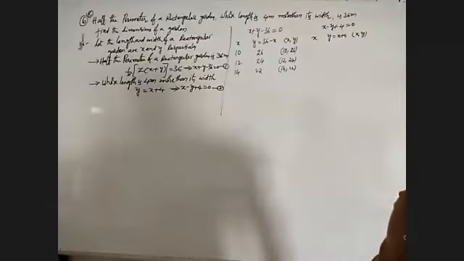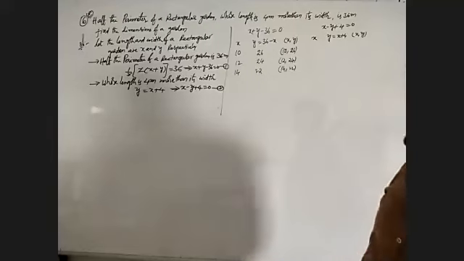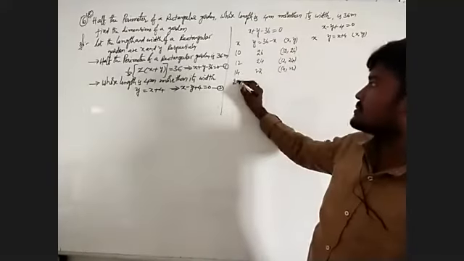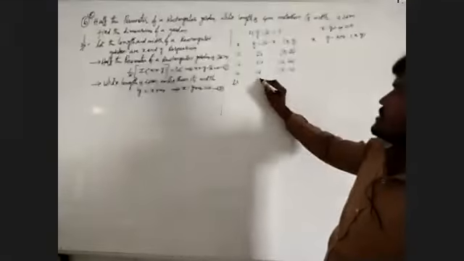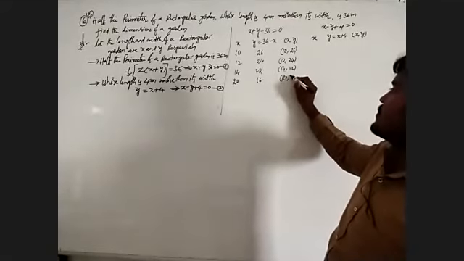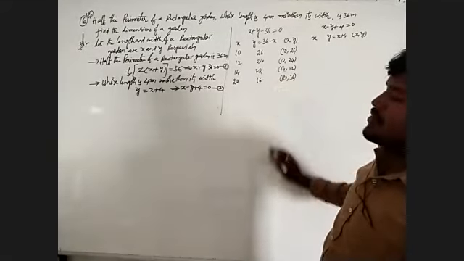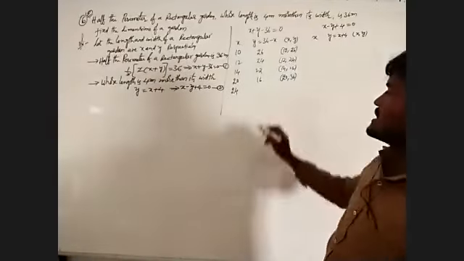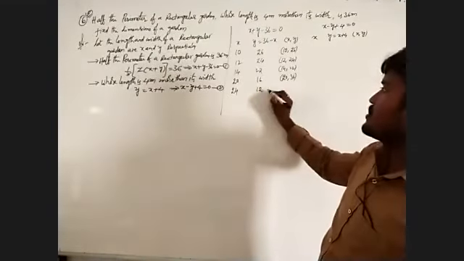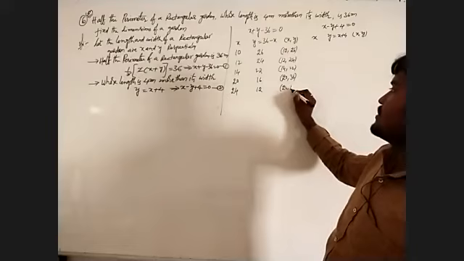Now I am going to the next one, that is x is equal to 20. 36 minus 20 is equal to 16. That is the point 20 comma 16. After that we will take x is equal to 24. 36 minus 24 will become 12. That is the point 24 comma 12.